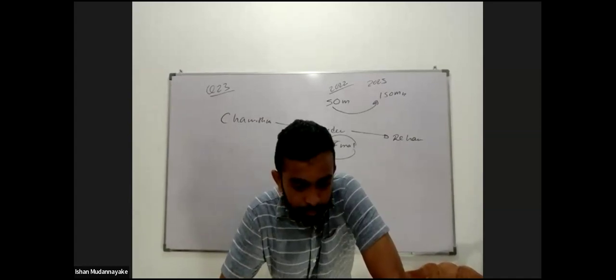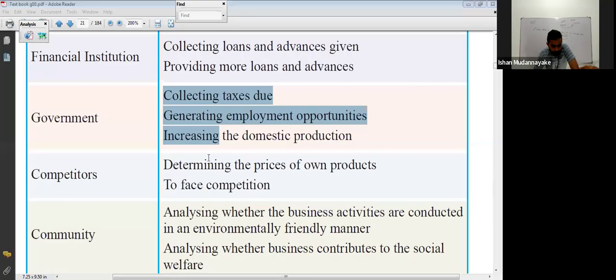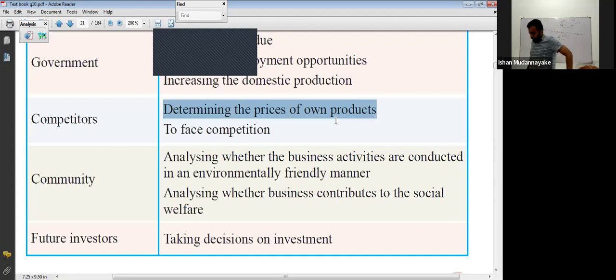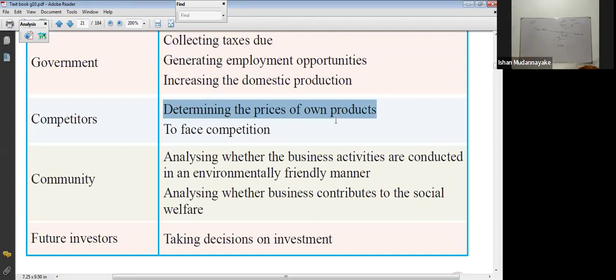Chamatkar, read the note. Next one, competitors. Chamatkar. Competitors: determining the prices of own products to face competition. Right. Expectation of competitors.